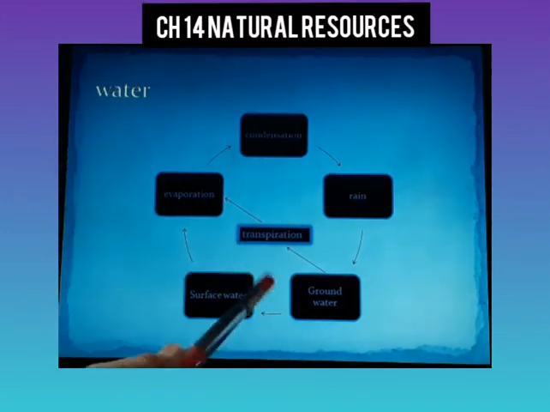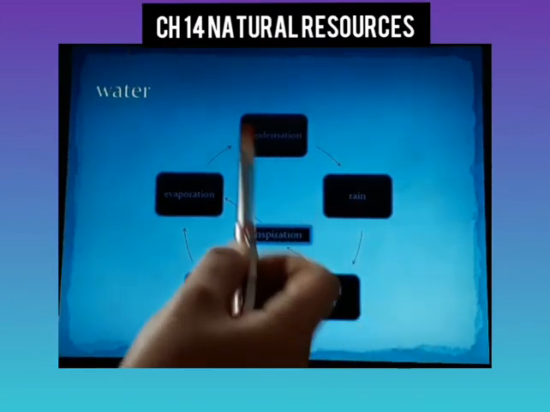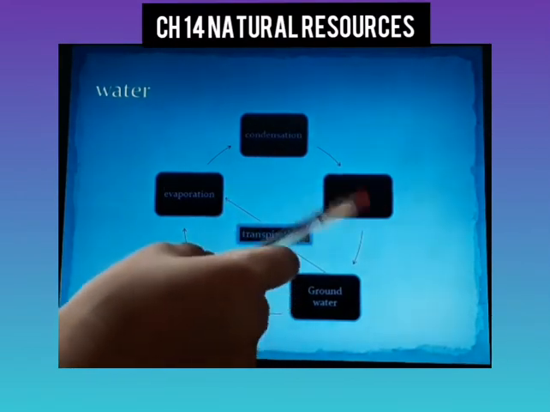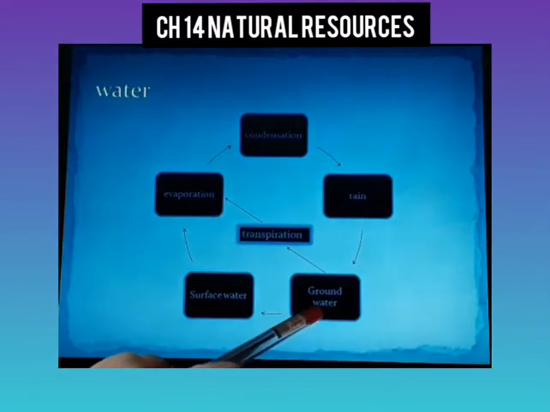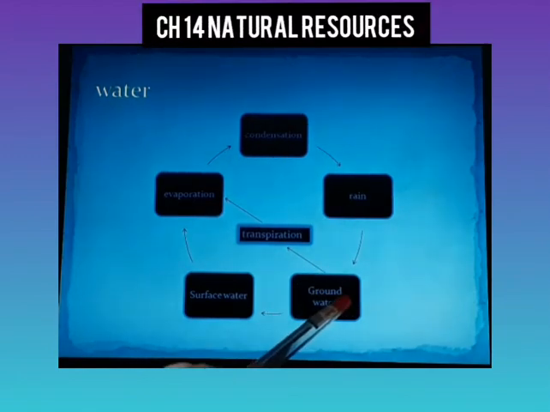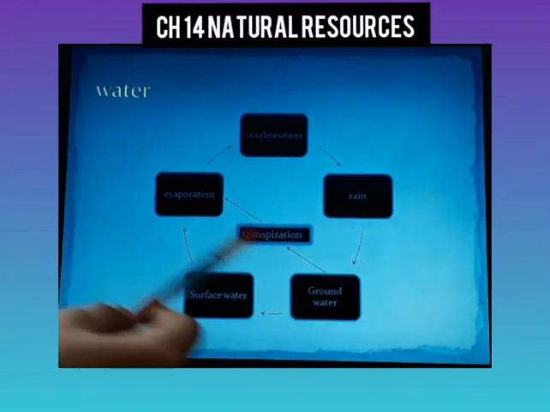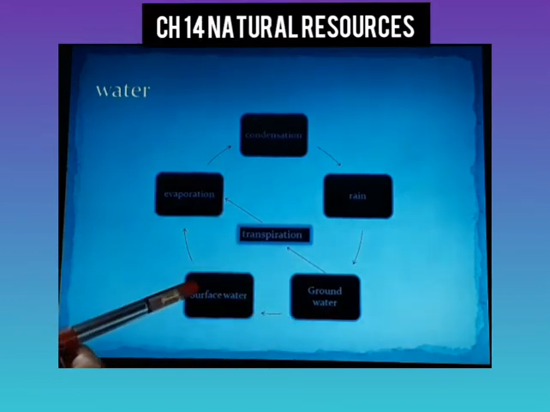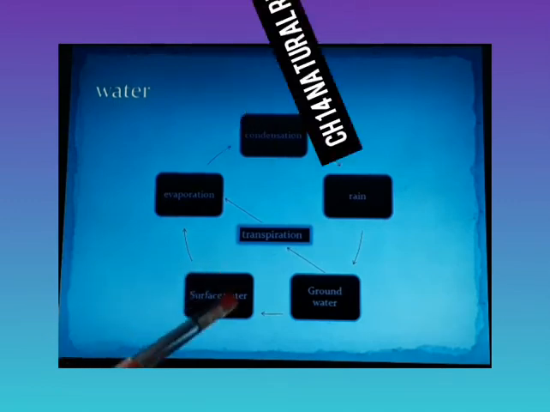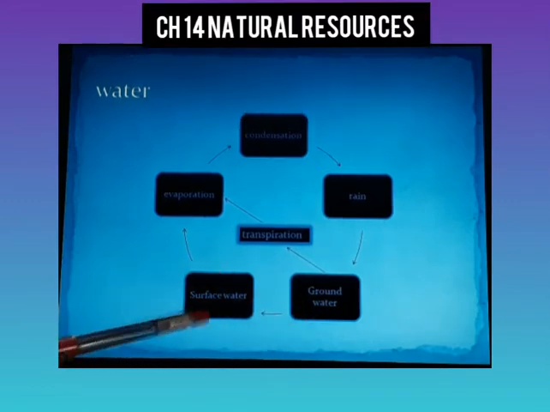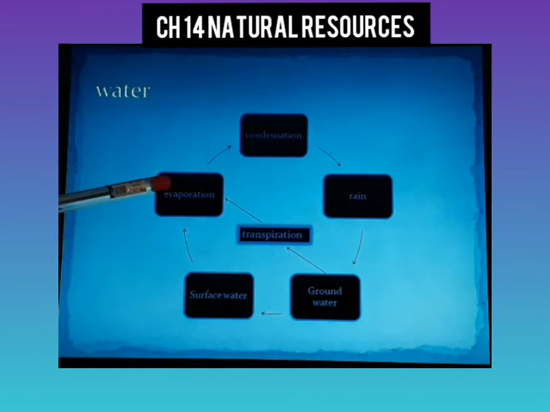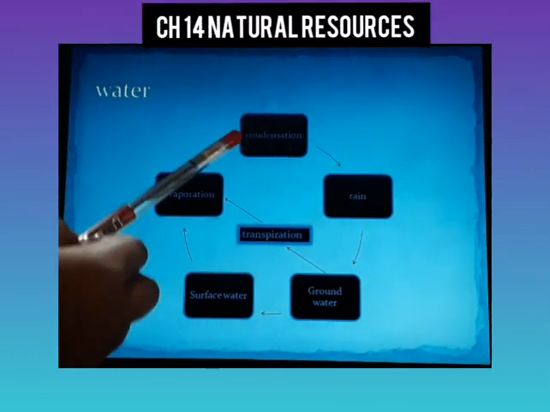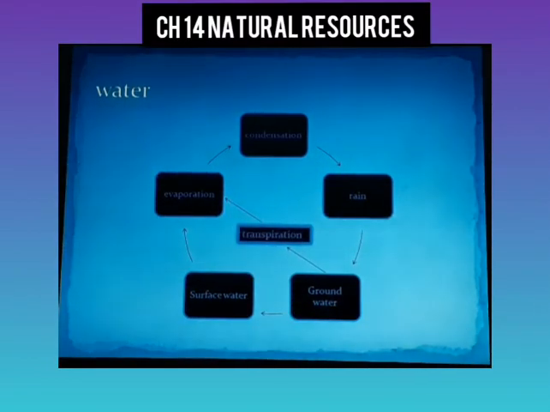This is the water cycle. It starts from condensation. Condensation means from rain, when it rains, the water goes to the groundwater. From the groundwater, the plants do transpiration, and it gets evaporated and goes to surface water like oceans, seas, rivers, ponds, etc. From surface water, it evaporates, and again in the clouds it condenses and forms rain, and this cycle moves on.